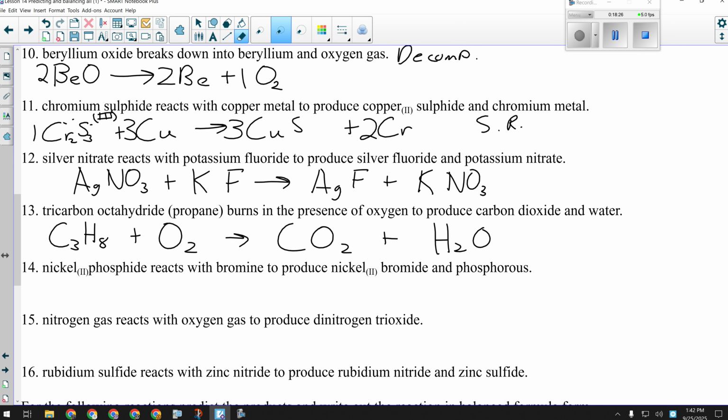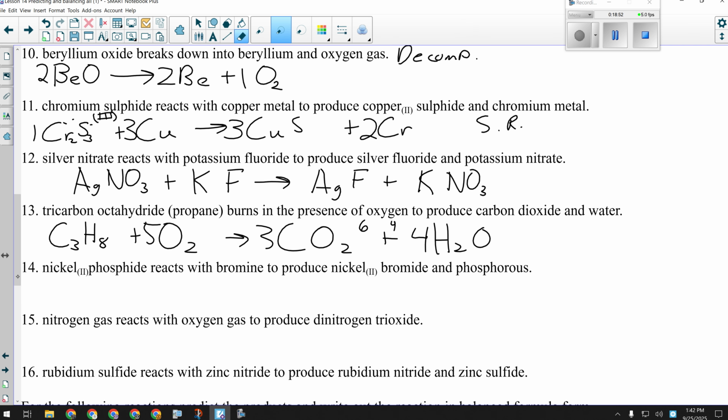Okay, so now alphabetically, 3 carbons, 8 hydrogens, 4 times 2 is 8. Now that I've got my numbers, I can do oxygen. 4 times 1 is 4, 3 times 2 is 6. Okay, 6 plus 4 oxygens is 10. 5 times 2 is 10. Okay.